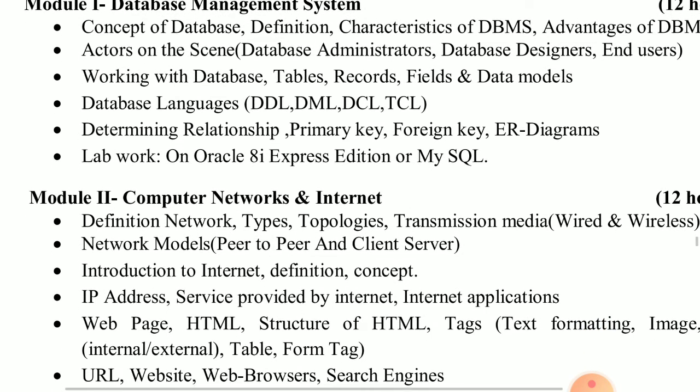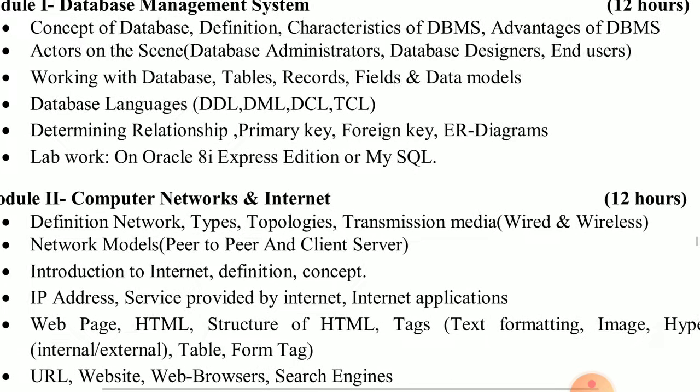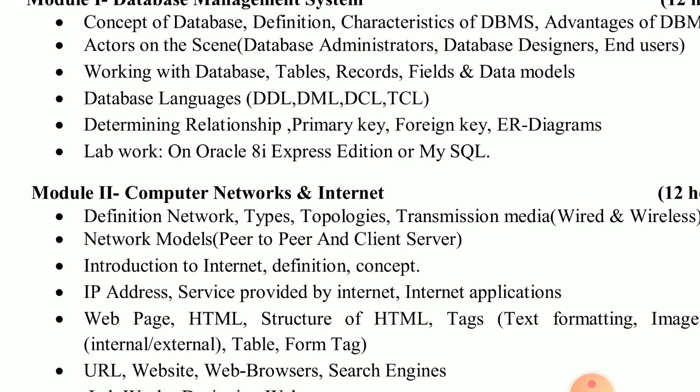Then second module, computer networks and internet. Definition of network. Network means what? What are the types of networks? Then topologies. How many types of topologies we'll see? Then transmission media. There are 2 transmission media, wired and wireless. We'll see in detail later. Then network models. There are 2 network models, peer-to-peer and client server.